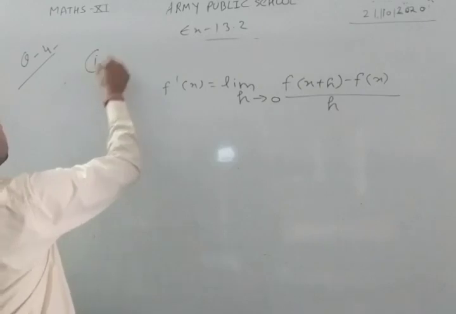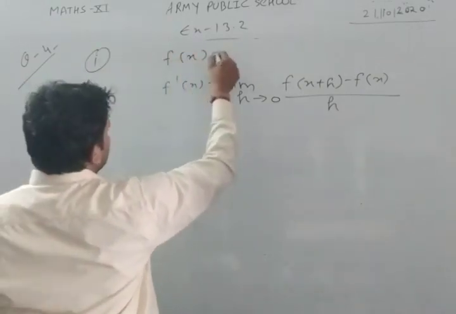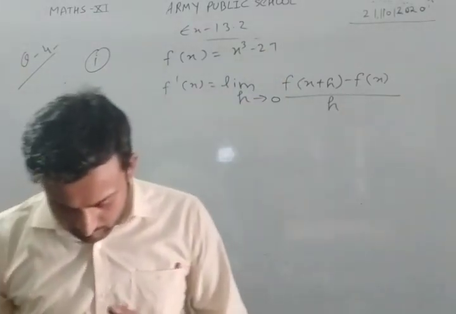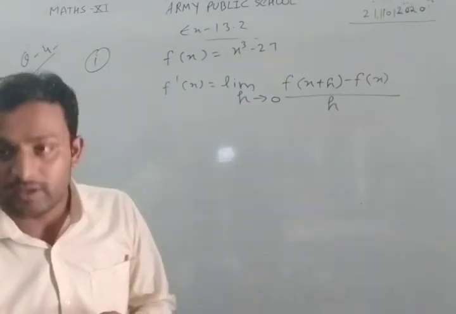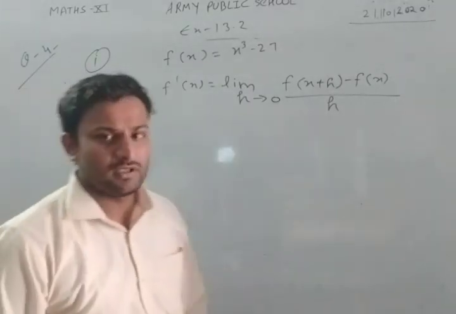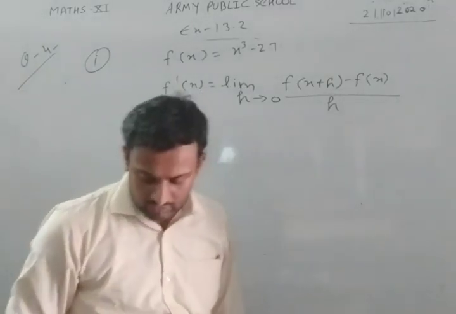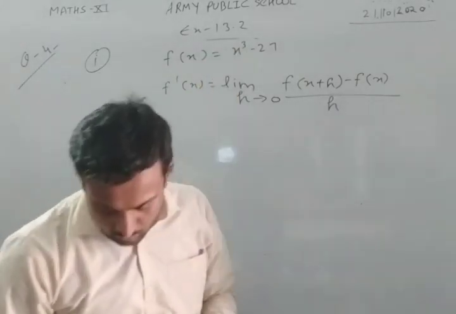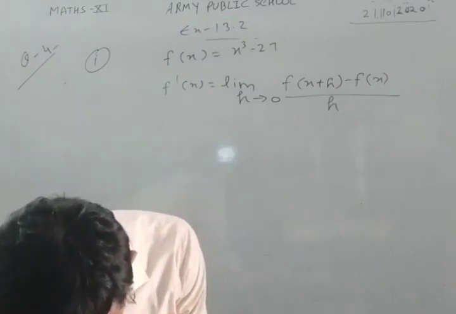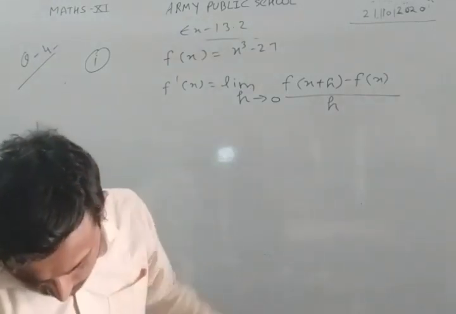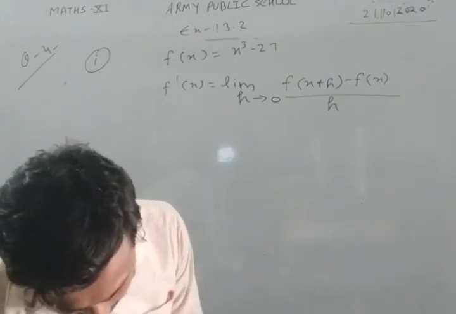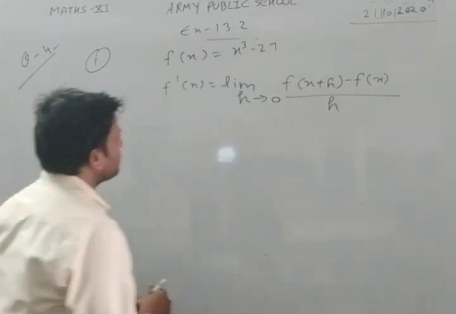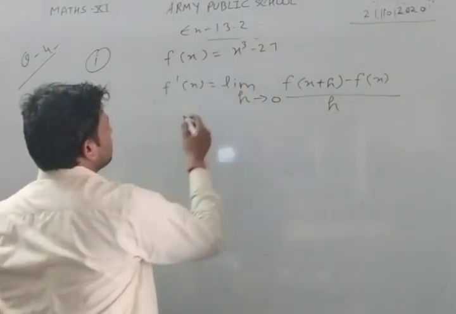in which f(x) is equal to x cube minus 27. Okay, find the derivative of the function from first principle. So this is our first principle. We are solving all the questions by this. So let our f(x) be x cube minus 27. Okay. Now we use the formula and find the derivative. So let's start. Our f(x) is this.